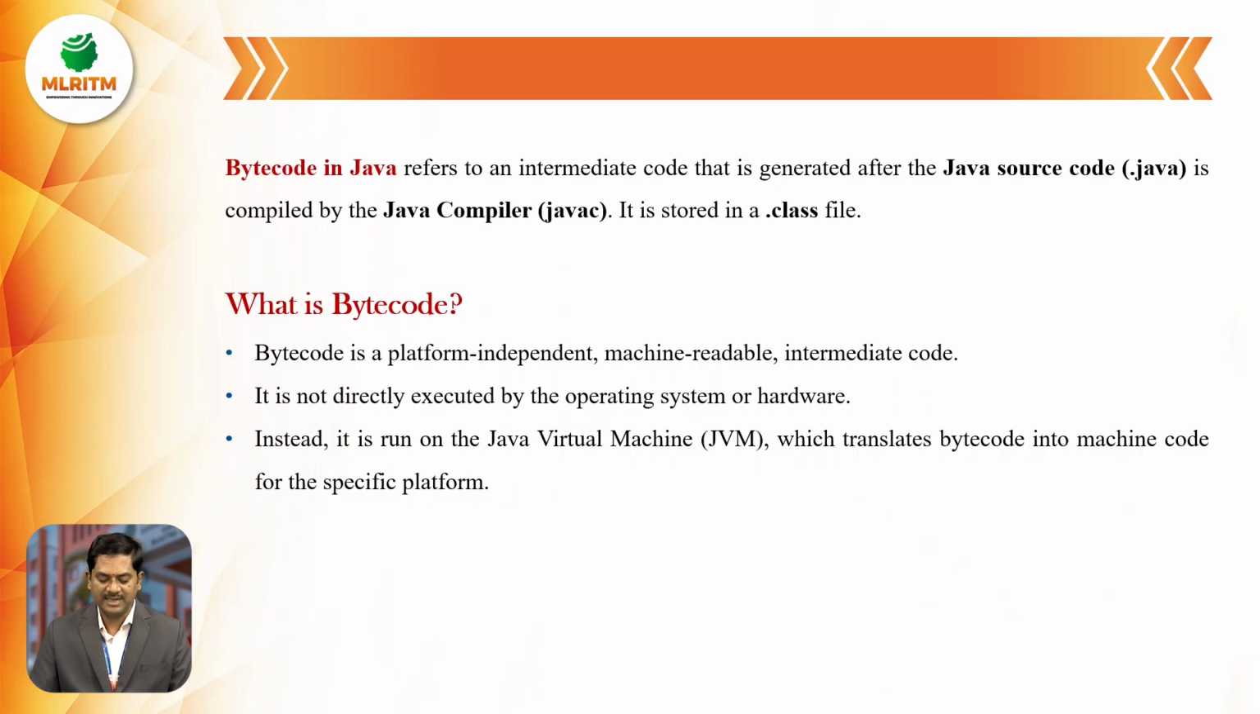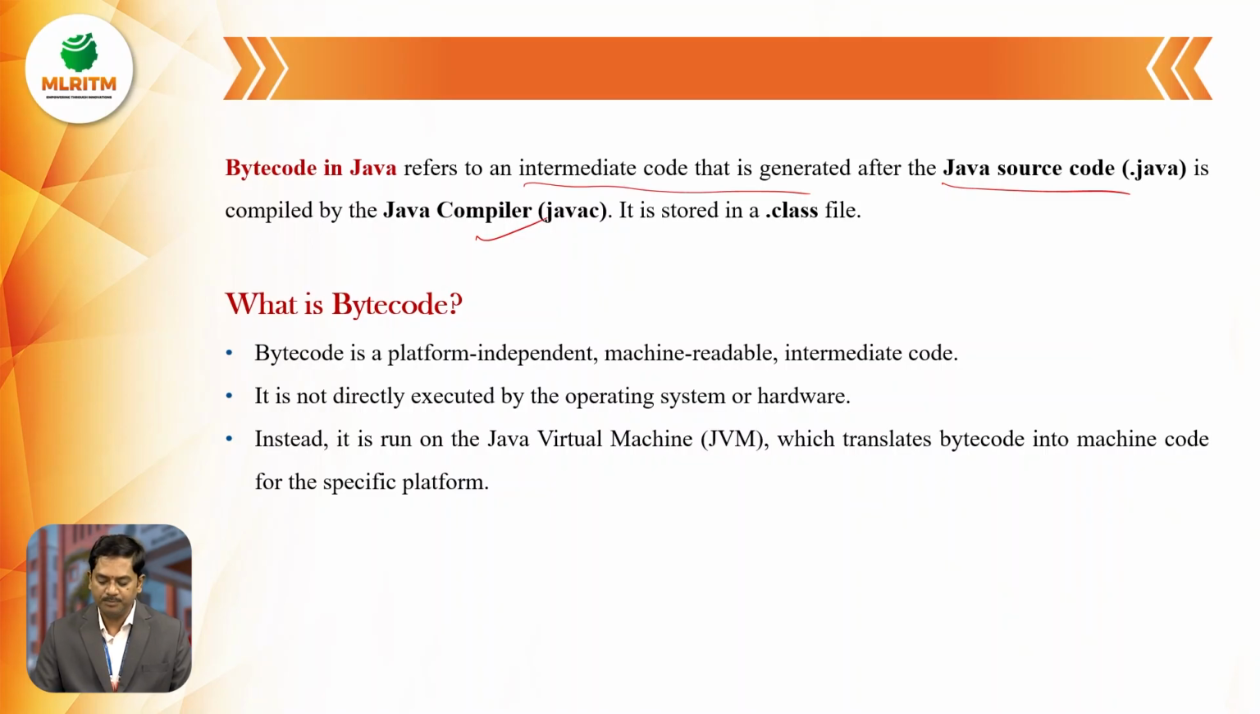So bytecode is nothing but an intermediate code that is generated once after the Java source code is compiled. Whatever program we write in the notepad, we call it Java source code. That is a basic source code. Now that will be given to the compiler, and the compiler compiles the program, indicated as javac, and it is stored as .class. We also need to remember that the name of the file must be the same as the class name in Java, which is very important.